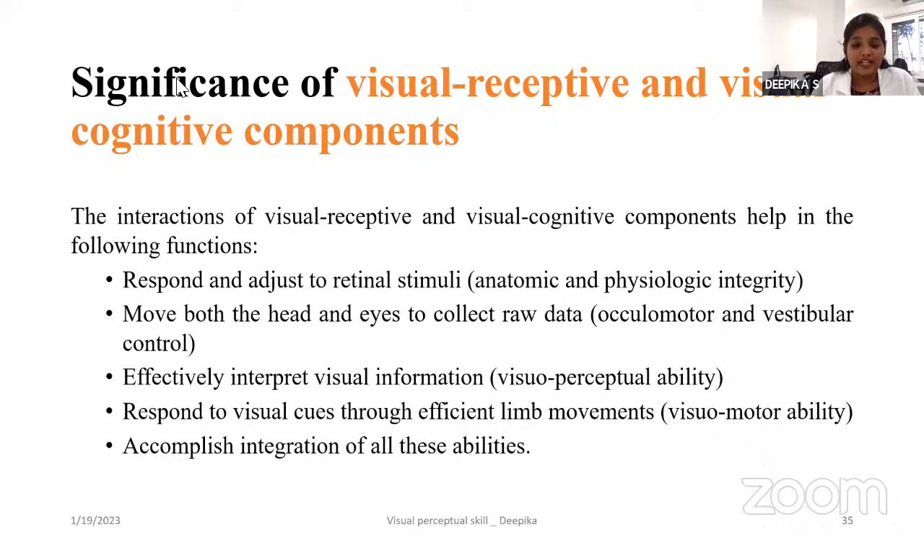Move both the hand and eye to collect raw data, oculomotor and vestibular control. Effectively interpret visual information, that is visual perceptual ability. Respond to visual cues through efficient limb movements and visual motor ability, accomplished by integration of all these abilities.